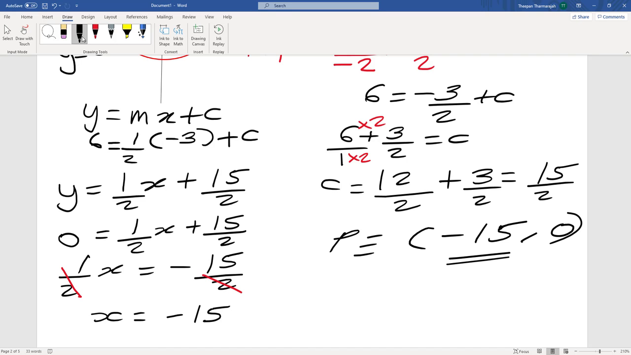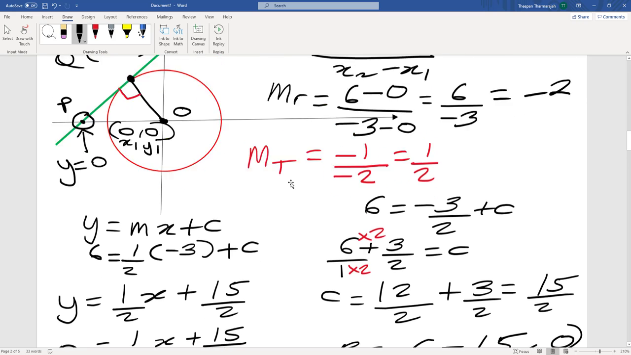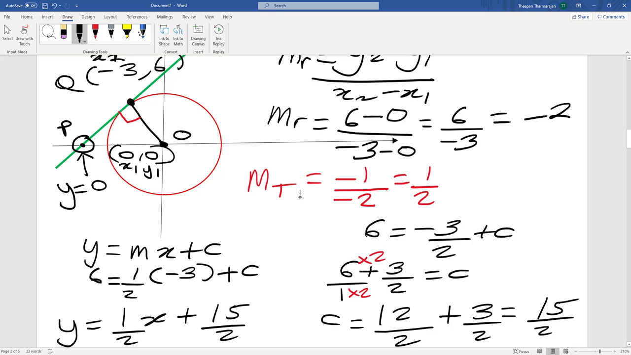But I'm going to extend this question. Now, if you notice on our diagram, we've actually got a right-angled triangle here. So we've got that triangle OQP.